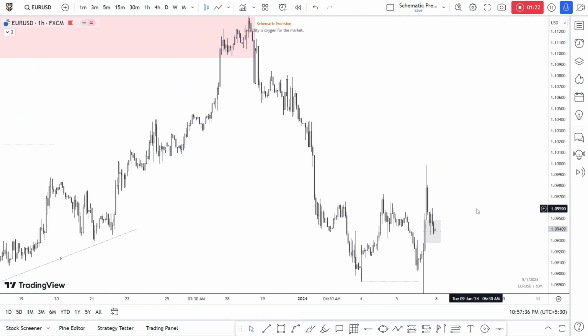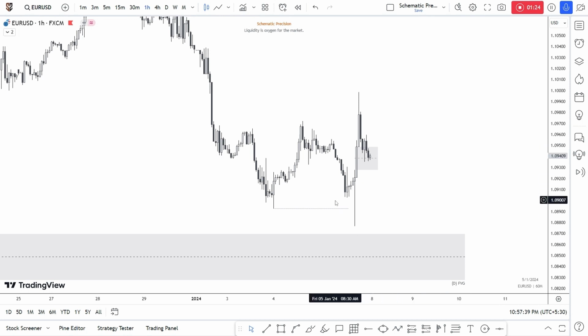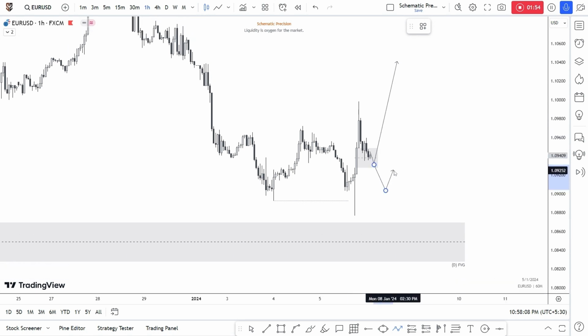Last week market closed after grabbing this liquidity and breaking the structure above the previous highs, and this is the only fair value gap available for us. So I'm expecting price to continue higher from this fair value gap itself. If price fails this fair value gap and closes below this, I'm expecting price to come down then to reprice itself in this daily fair value gap we have lower around 1.08 price.